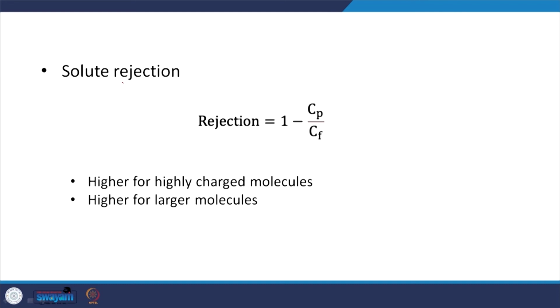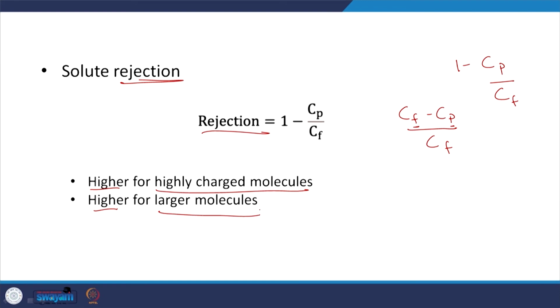So, solute rejection, what is rejection? Rejection is equal to (Cf minus Cp) by Cf, feed and permeate, or it is 1 minus Cp by Cf, right. This is with respect to the concentration of the relevant molecules. It is higher for highly charged molecules and higher for larger molecules. So, you can understand that if it is relatively charged and larger, it is relatively easier to reject those particular compounds by RO.